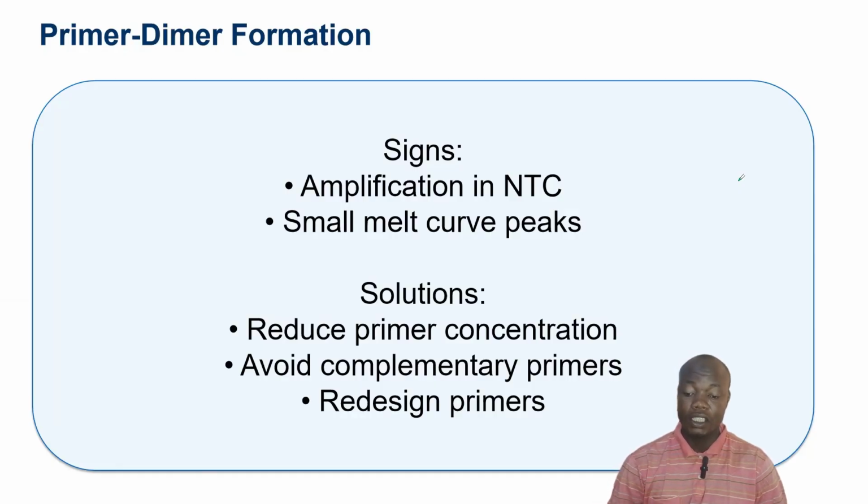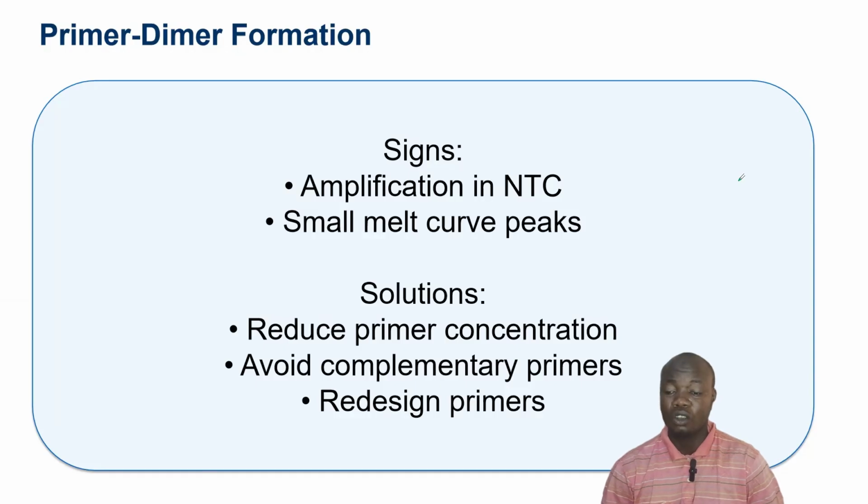And then another thing is that primer dimer formation is associated with some signs. Number one, if there is primer dimer formation, possibly there will be an amplification of the non-template control, that is NTC, and there will be a small melt curve peak. So sometimes small melt curve peaks are formed.